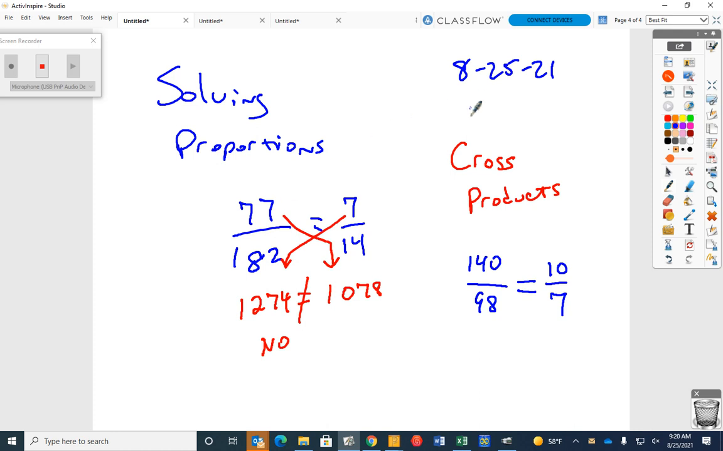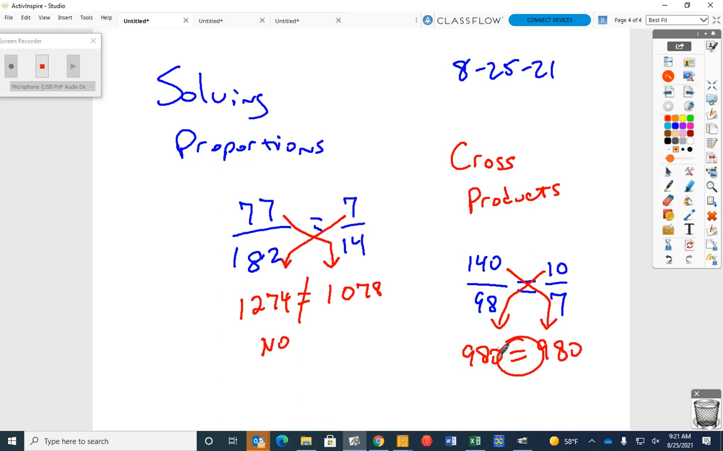Somebody tell me what 140 times 7 is. Braden. 980. What's 10 times 98? We can do this without a calculator, right? Did those 2 equal each other? Yes. So we're going to circle that, or we can also put yes, those form a proportion. Does that make sense how we're solving these using cross products? How many of you have ever done that before? It's pretty easy, right?